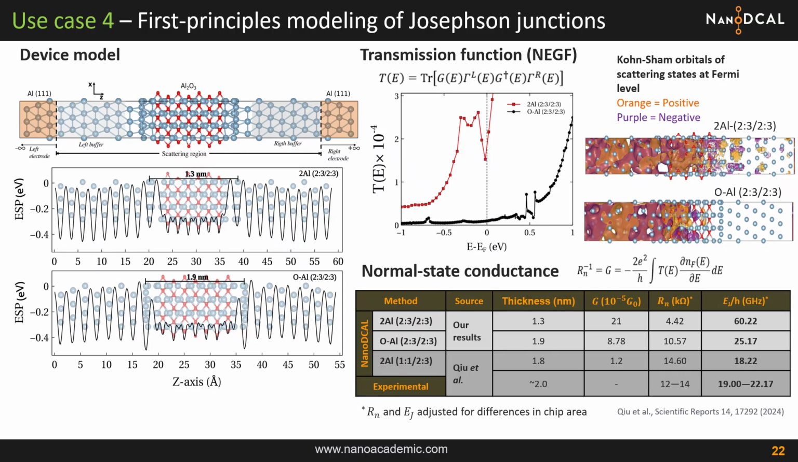These calculations are particularly useful to compute properties of Josephson junctions. Using the Ambegaokar-Baratoff formula, it is possible to relate the normal state conductance of the junction, which we calculate with NanoDCAL, to the Josephson energy of the junction. And in this table, we compare our results with the results from the literature and experimental results, which shows that quantitative agreement can actually be achieved between NanoDCAL modeling of Josephson junctions and these reference values.